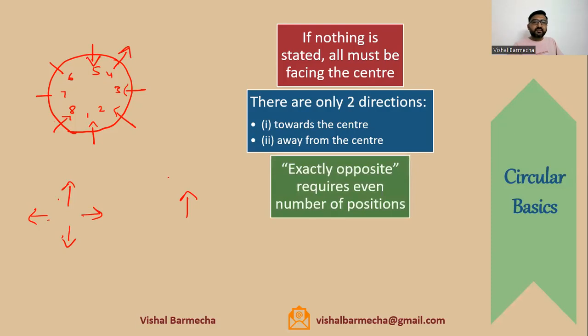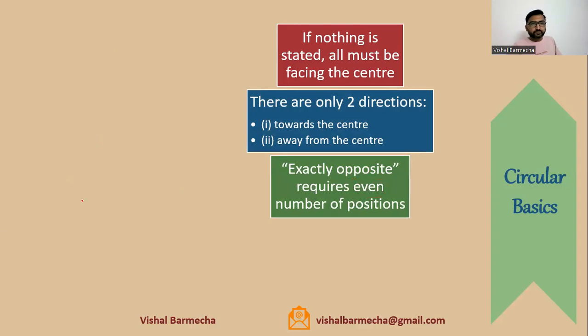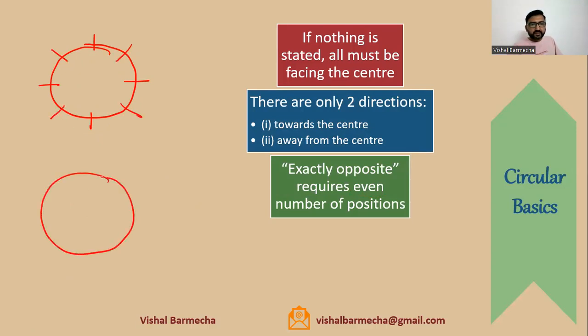Exactly opposite is a phenomena, or is a term that will arise only when number of positions are even. So it requires even number of positions. So let's see why. So again, let me make another circular table. So again, let's say we have 8 people. Let me make a second one.